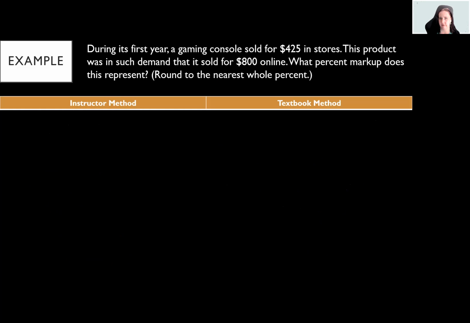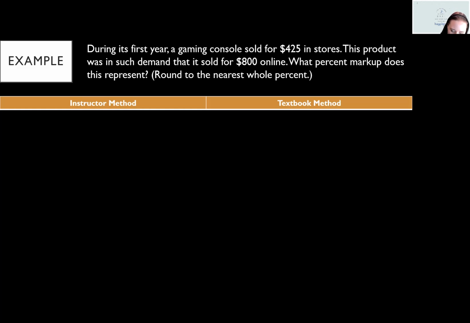Well, this one I had skipped because I was kind of going with where my explanation went. So this is also still another markup kind of thing here. This is an actual markup problem. So during its first year, a gaming console sold for $425 in stores. This product was in such demand that it sold for $800 online. What percent markup does this represent? So what percent did we add on to the price? We're going to round to the nearest whole percent. So it tells us where to round.